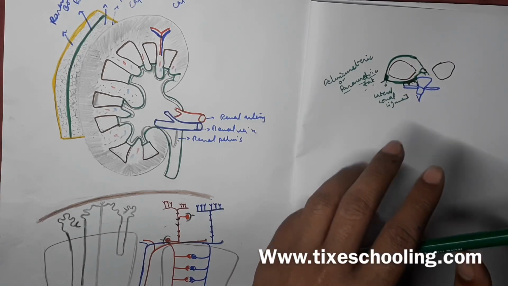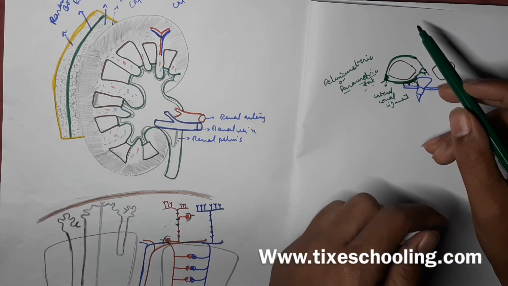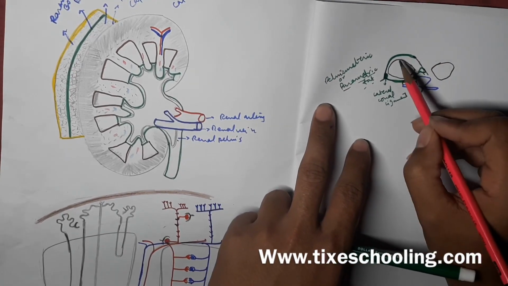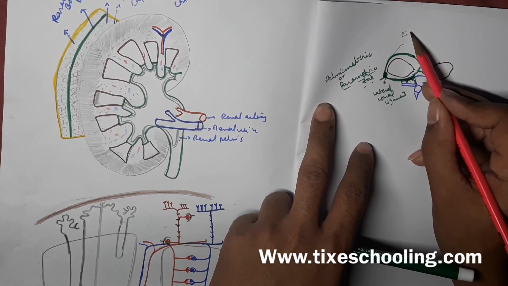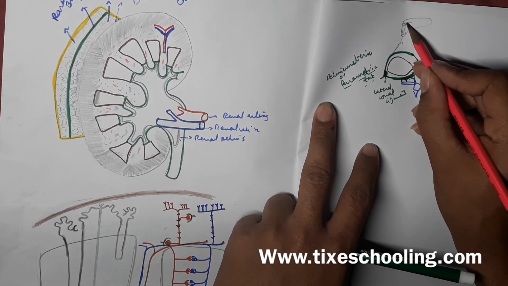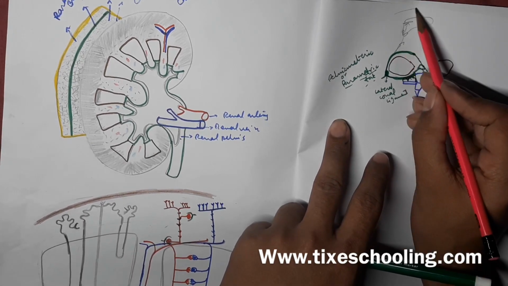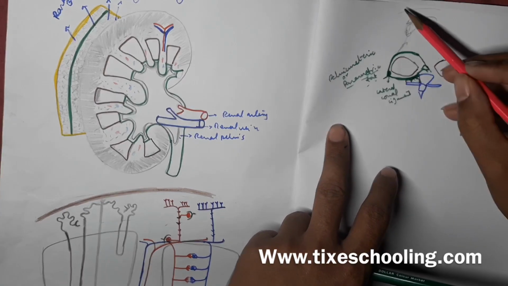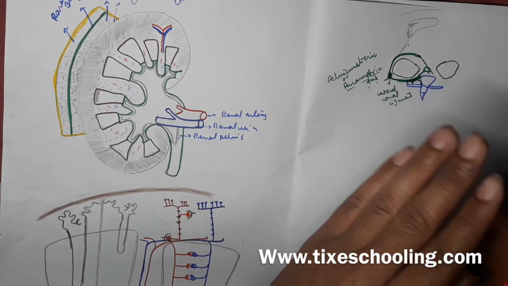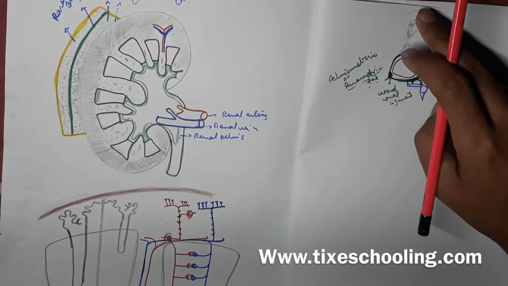Superiorly, both layers continue separately, and on the right side, for the right kidney, the anterior layer fuses with the right coronary ligament of the liver. There is a liver, and it has a right coronary ligament. The posterior layer moves above the liver to the diaphragm and fuses with the diaphragm. So both layers separately fuse with other structures: the anterior layer with the right coronary ligament and the posterior layer with the diaphragm.